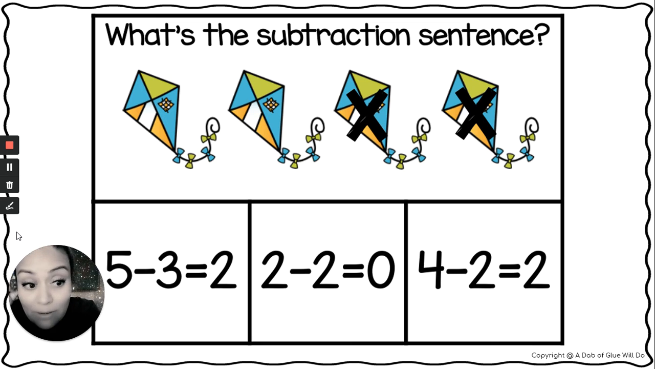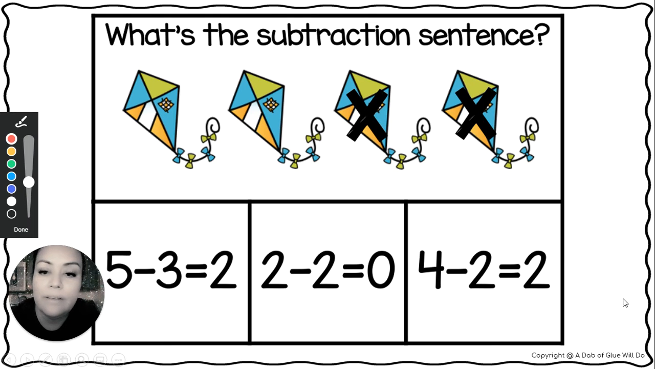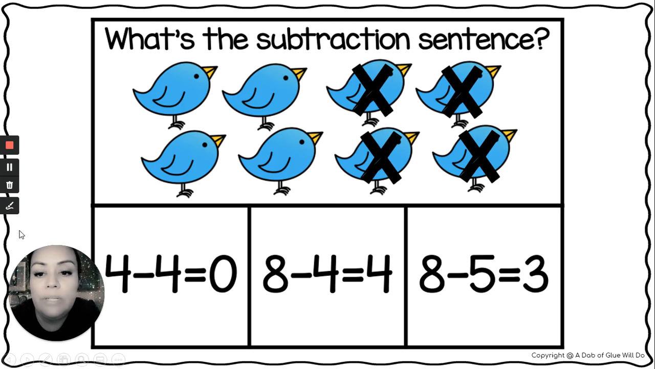Great job. If you can find this number sentence, I want you to point to it or circle it up in the air. All right, here I am circling my number. Awesome job. 4 minus 2 equals 2.